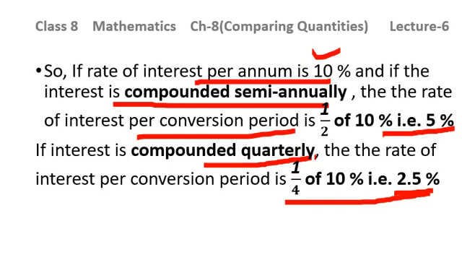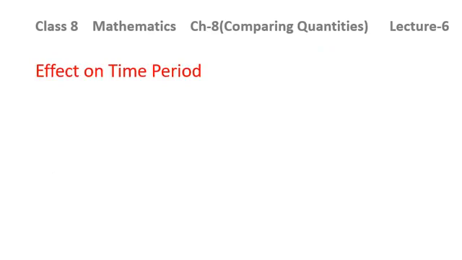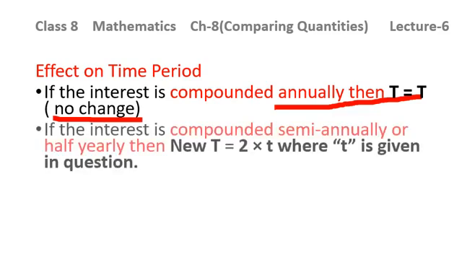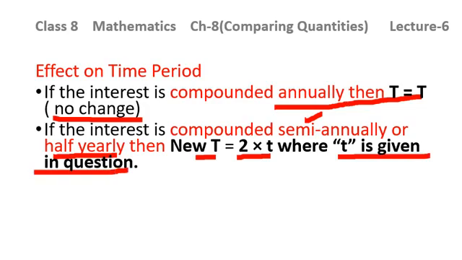Now we have talked about the rate. There should be some effect on the time period also. So let us see what will be the effect on the time period. If the interest is compounded annually, then there will be no change in the time period. It will remain as it is, whatsoever is given in the question. If the interest is compounded semi-annually or half yearly, then the new t, whatsoever you will be taking in the formula, will be twice the t given to you in the question. You need to multiply the time given to you in the question to get the new time.